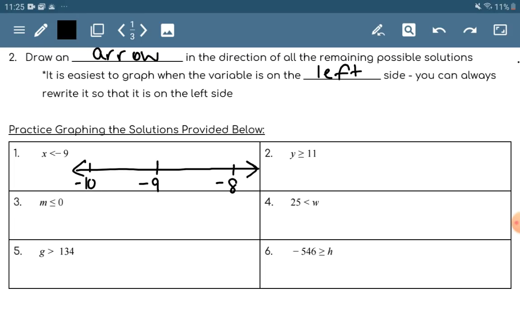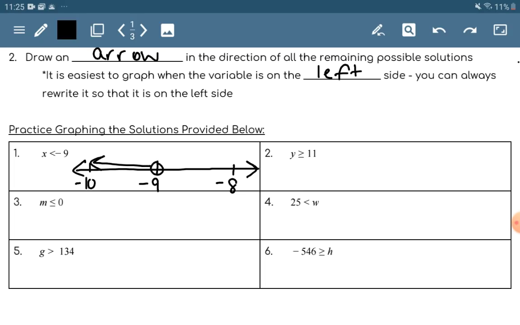From there, we're going to put a dot on our solution. So a dot is going to go on -9, and because it's just less than, it's going to be an open dot. I will not color it in. And my inequality tells me I want numbers less than -9. So my arrow should go towards those numbers that are smaller than -9, which means it's going to go to the left towards -10.